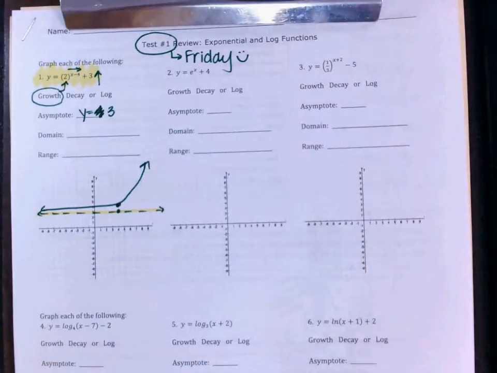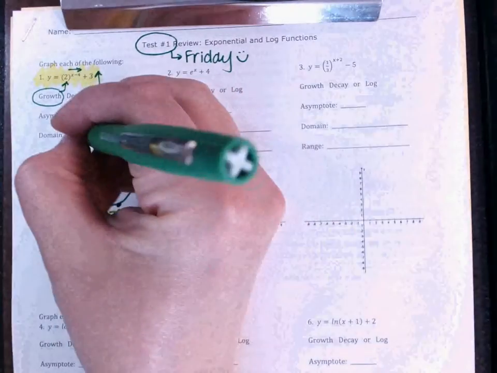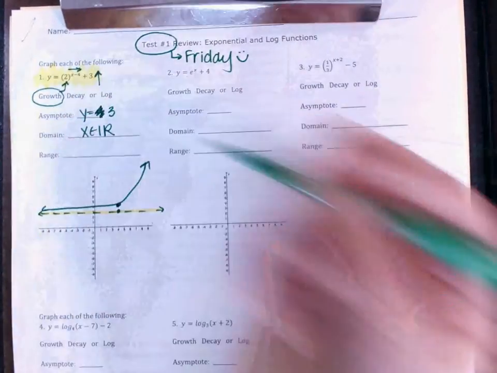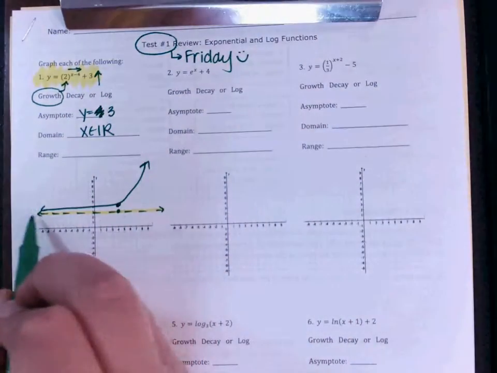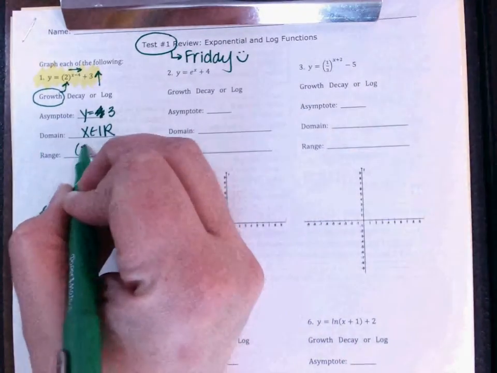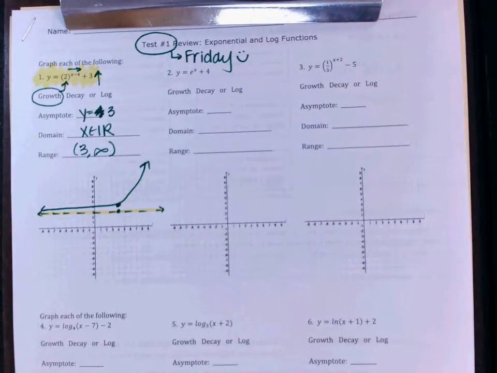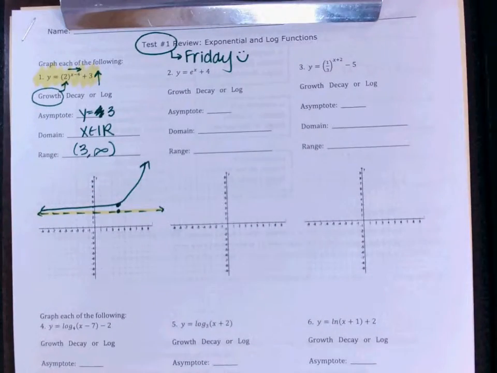Okay, look at number 3. Oh wait, hold on, we forgot to do domain and range. What's domain? All real numbers. And then your range would be from where to infinity? From 3 to infinity. Okay, and then remember, why is it 3 to infinity? My graph can't go down past that line because it's not allowed to cross it.